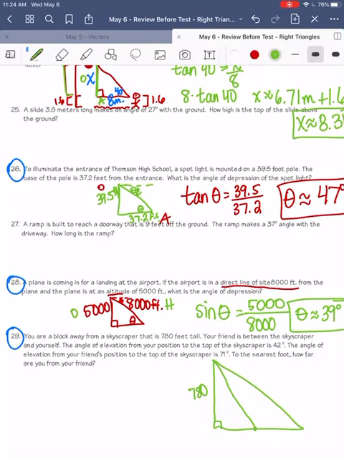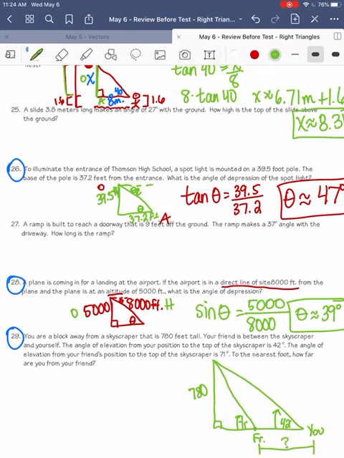Okay, so it says the angle of elevation, so you are here and the friend is here. The angle of elevation from your position is 42 degrees. The angle of elevation of your friend's position is 71 degrees. So that's the amount that your friend is looking up and you are looking up. To the nearest foot, how far are you from your friend? So we're trying to figure out this distance.